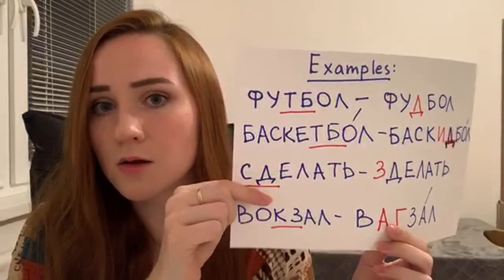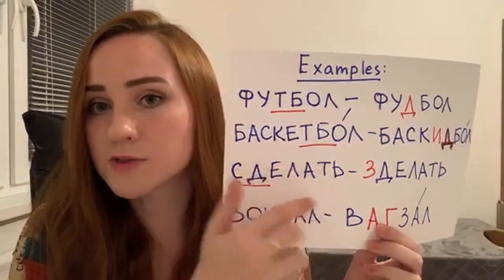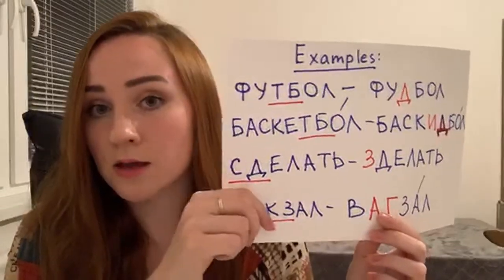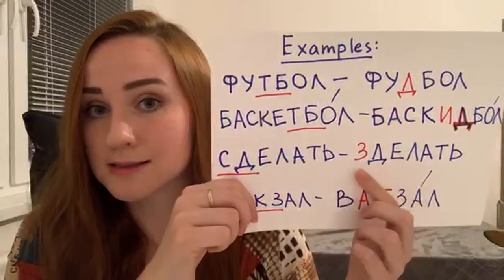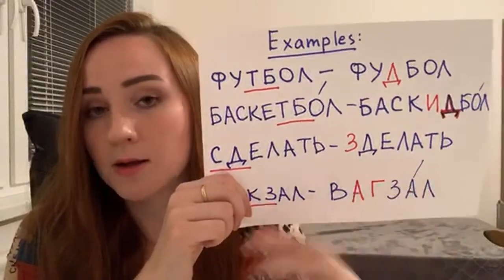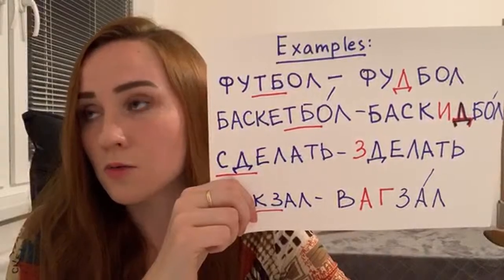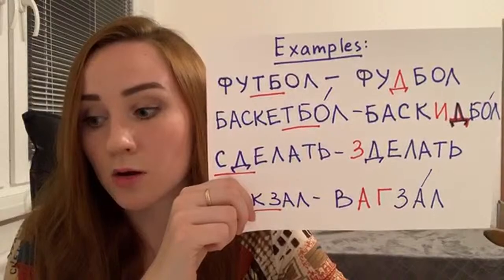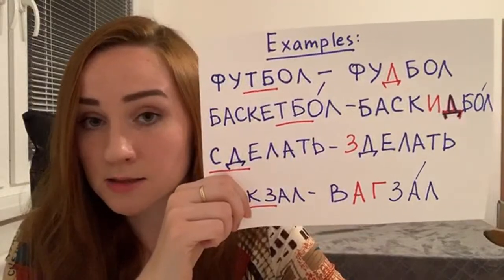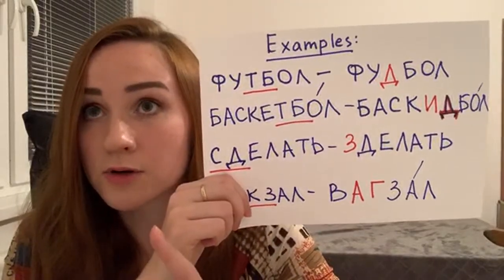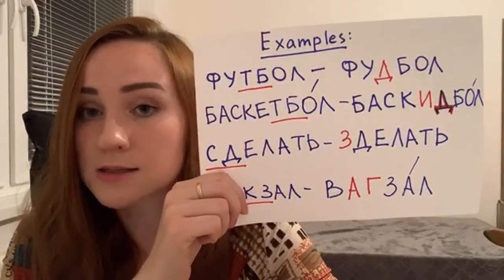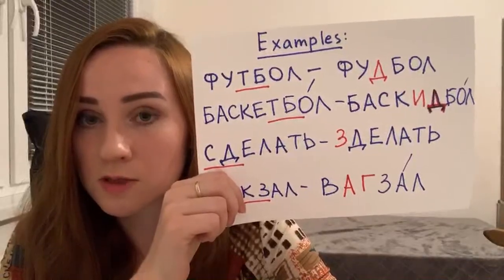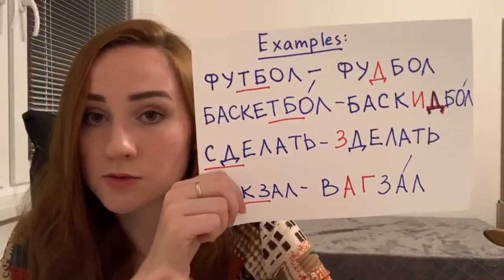Сделать. And a lot of verbs start with this combination. S, d. And they are pronounced as zd. Сделать. What else? Сдать. For example, to pass an exam. Сдать экзамен. And by the way, the word examen, you write it as экзамен. But again, voiced is following the unvoiced. So it's экзамен.